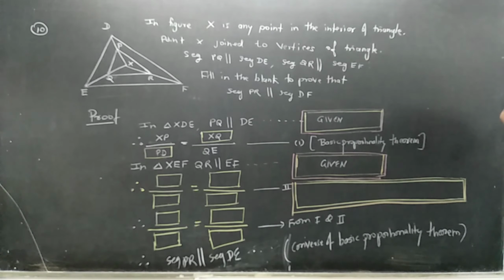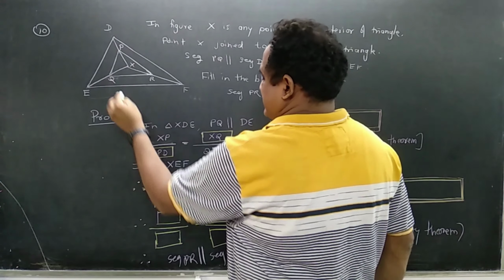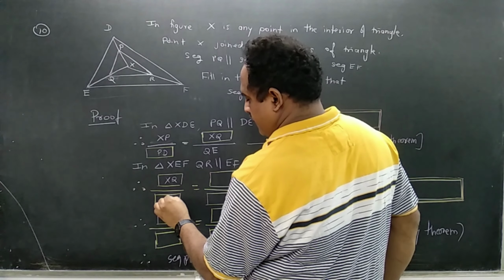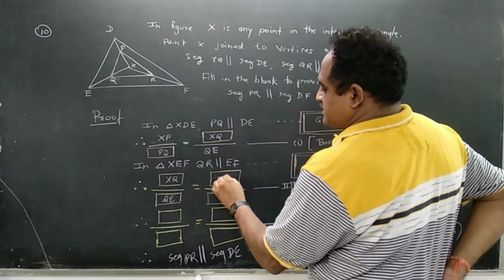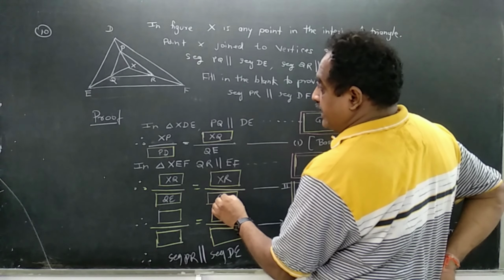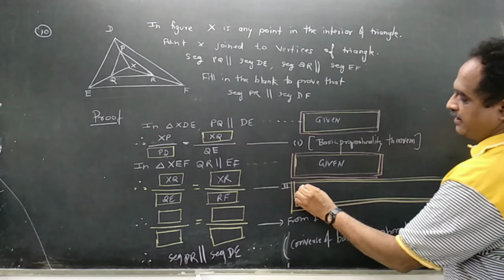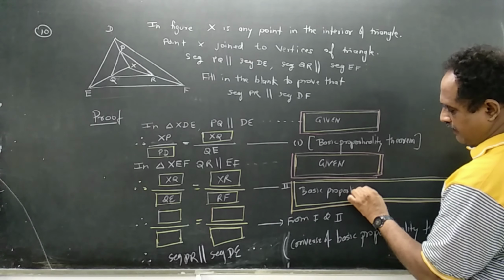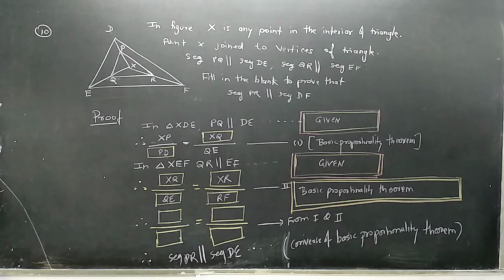If it is given, then what I can write, just see. Now QR is parallel to EF, means I write XQ upon QE is equal to XR upon RF. What is the reason for it? That is again by basic proportionality theorem. Have you understood this? Now, just see.